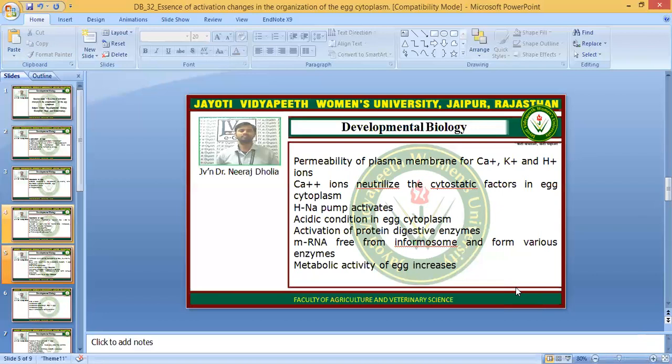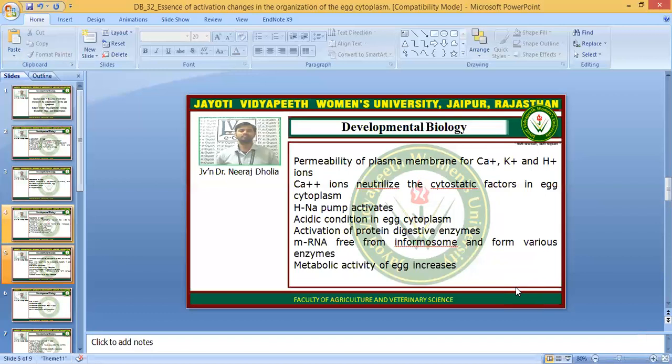So what are the cytostatic factors? Cytostatic factors are the factors which prevent the cleavage divisions in the unfertilized egg. Calcium ion is helpful for neutralizing the cytostatic factors, and along with the stimulation of the male gamete causes the start of the hydrogen sodium pump in the plasma membrane of the egg.